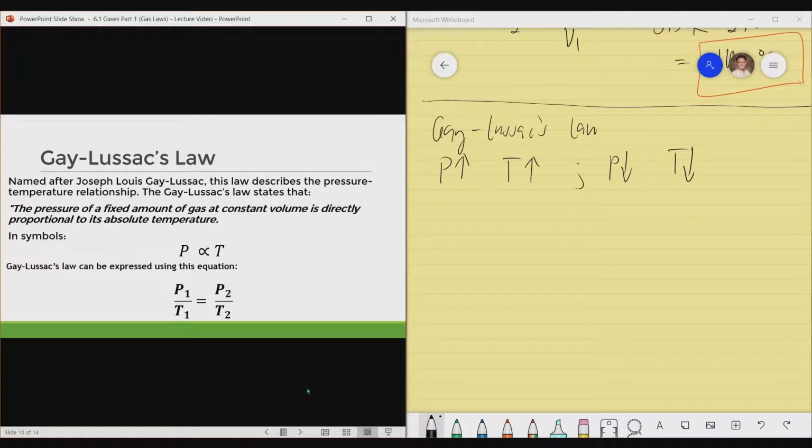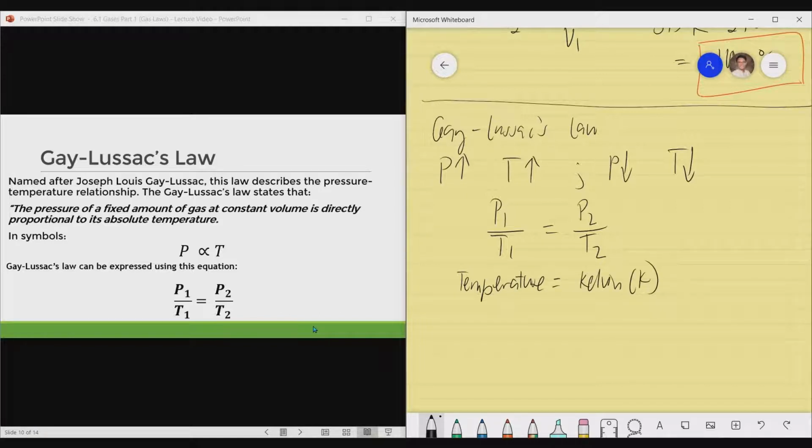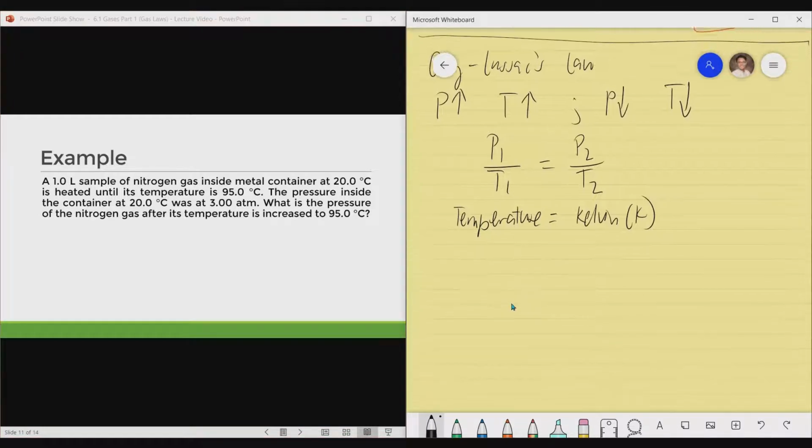If one of the factors decreases, the other factor also decreases. Okay? In terms of equation, we have P sub 1 all over T sub 1 is equal to P sub 2 all over T sub 2. And then again, we're talking about absolute temperature. Therefore, our temperature must be in the unit Kelvin. So every time you do the solution, make sure that whatever the temperature units are, you convert them into Kelvin.